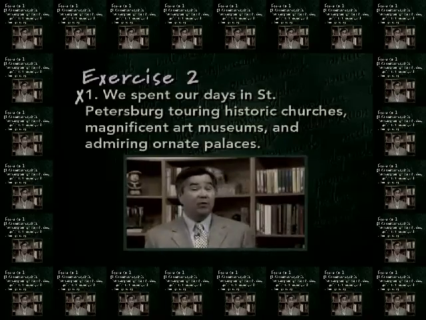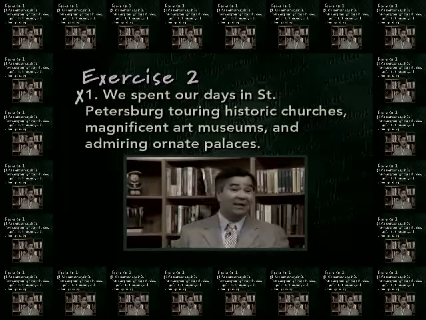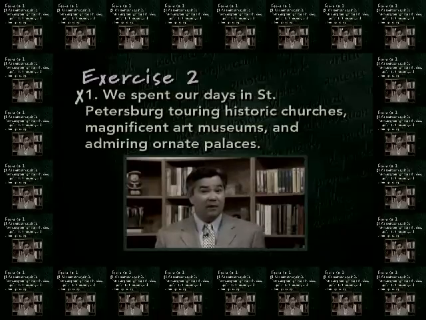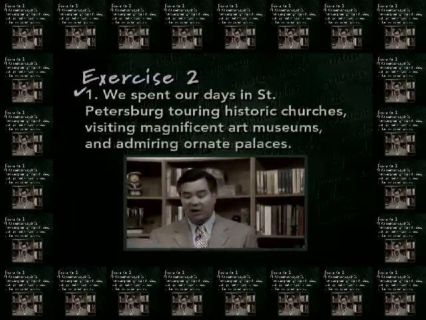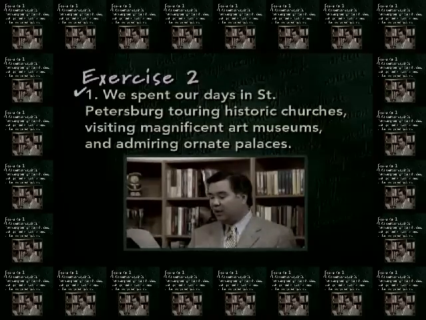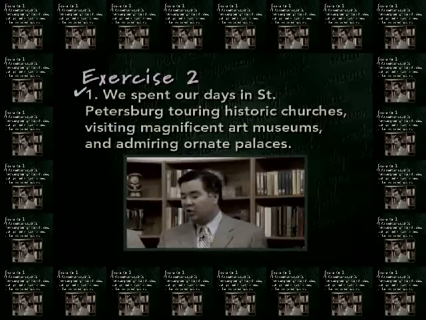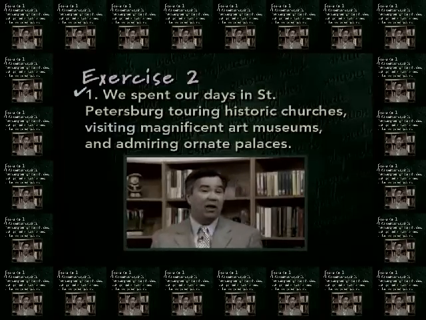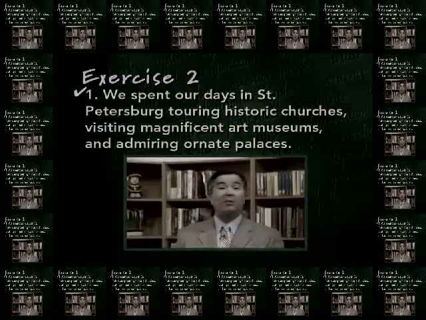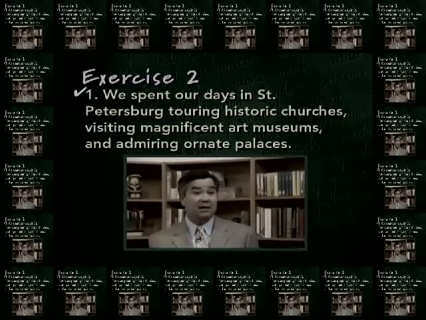One way of correcting it would be to change item 2 so that it resembles the other 2 grammatically. So, for example, we could rewrite the sentence to read as follows. We spent our days in St. Petersburg touring historic churches, visiting magnificent art museums, and admiring ornate palaces. That would be one perfectly good way of correcting the sentence.